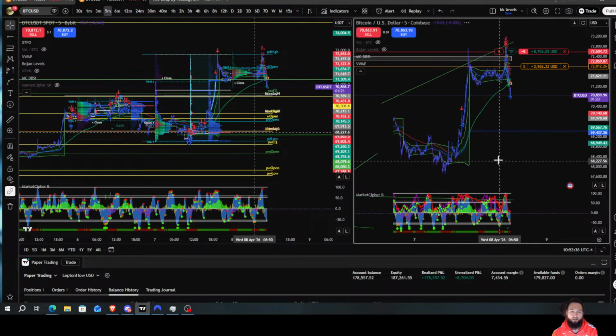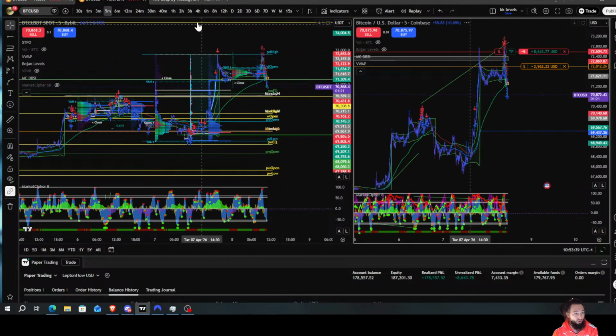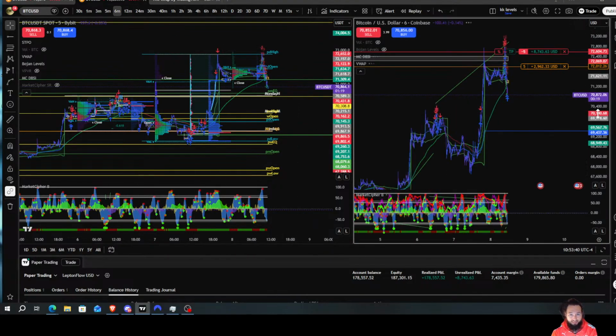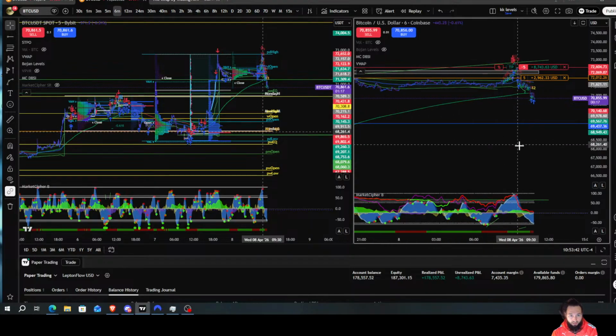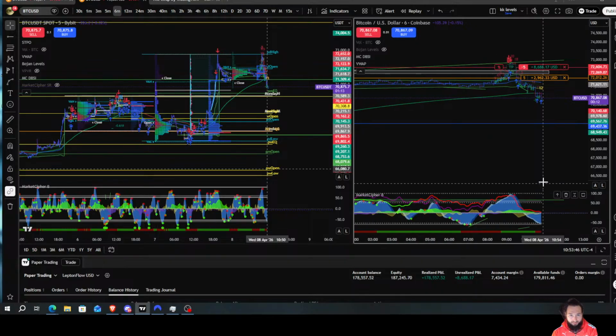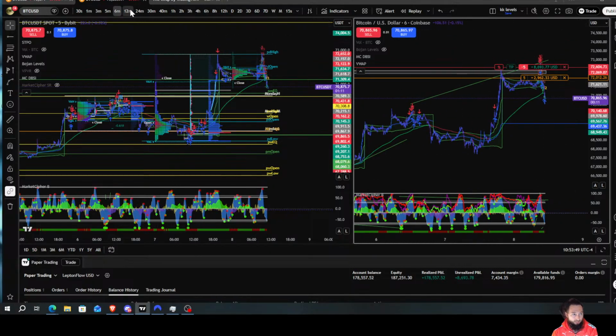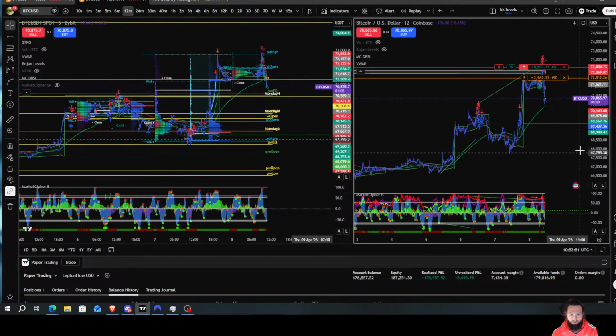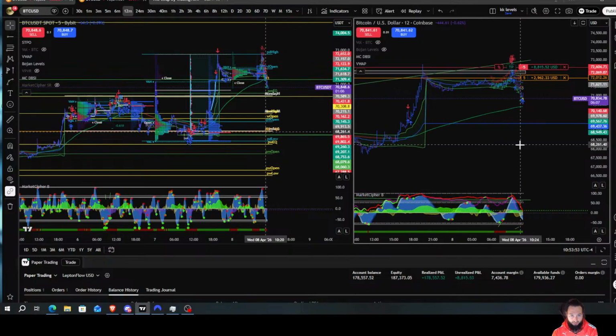It's a long way down, y'all. Long way down, but this is only the 5 minute. Let's look at the 6 minute. We are bottomed out on the RSIs and whatnot. But when in doubt, zoom out. That's what they say, right? When in doubt, zoom out.